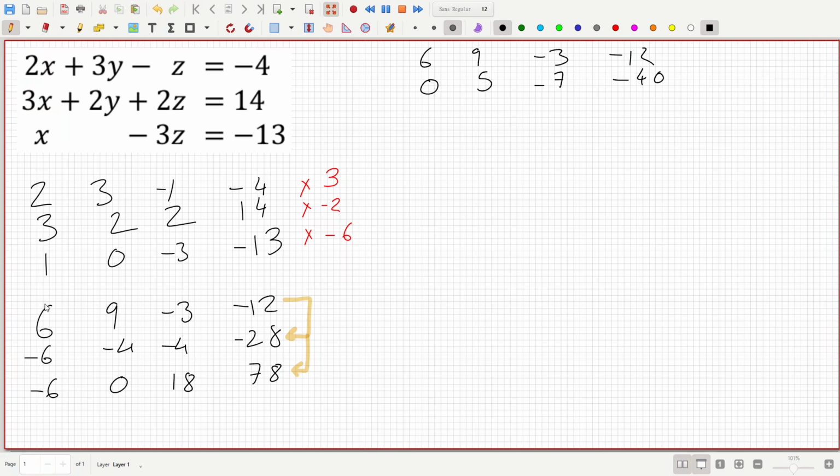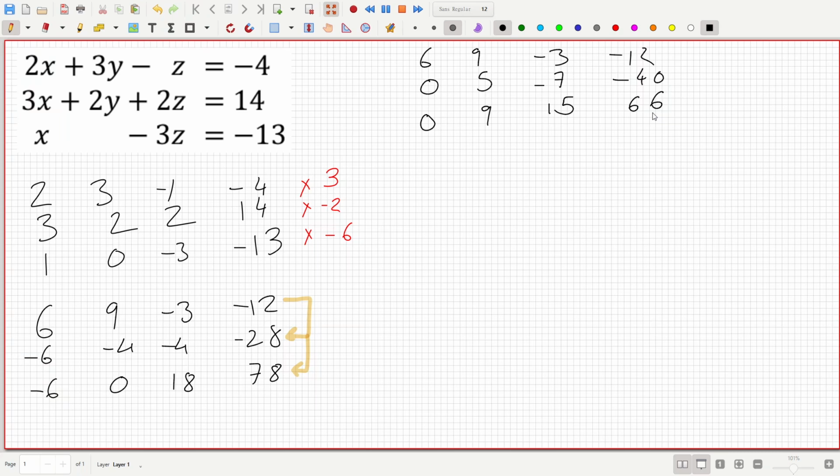And then again, the first one dropped onto the bottom one. That's a 0. 9 and 0 is 9. -3 and 18 is 15. And then that would be 66. Good, good.